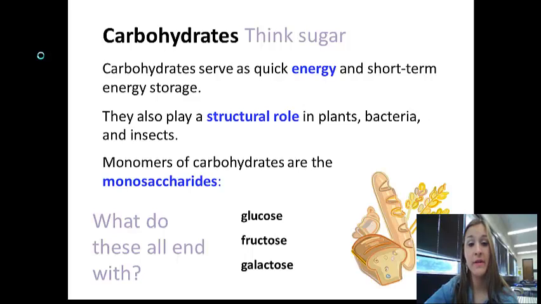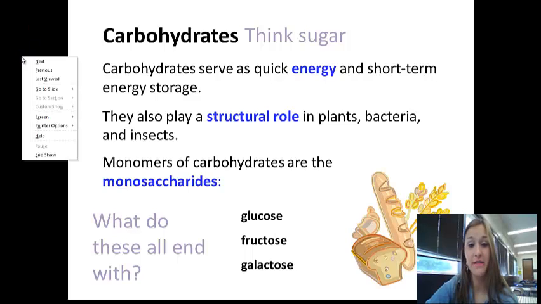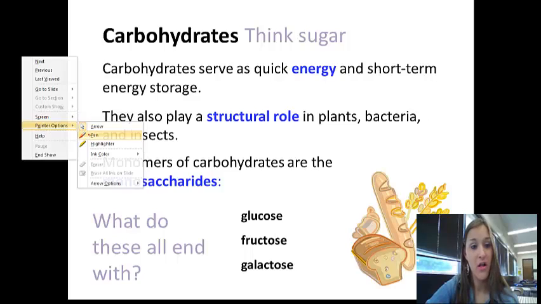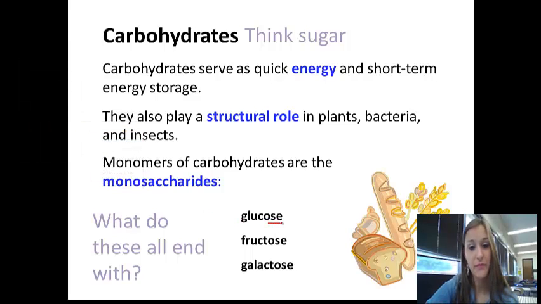Some of the common monomers or monosaccharides are glucose, fructose, and galactose. Notice what all of these end in. They all end in ose. Let me get my pointer here so I can write all over. Glucose, fructose, galactose. So whenever you see this ending OSE, it means it's a sugar.